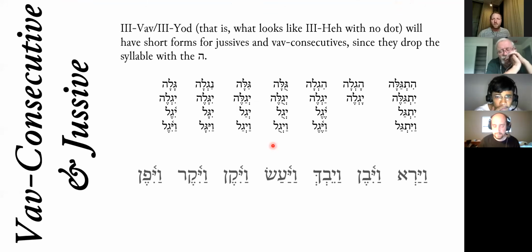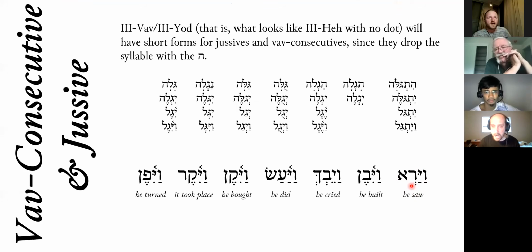Vayigal, and so on. These are vav consecutive forms. We've seen he saw, he built, he cried, he did, he bought, it happened, and he turned. We've seen all of these in our reading. Let's just talk about what they are. Ward, can you maybe explain to us what's happening here? Remember, the word for he will see is yir'eh. It's third hey. Right, vayar.